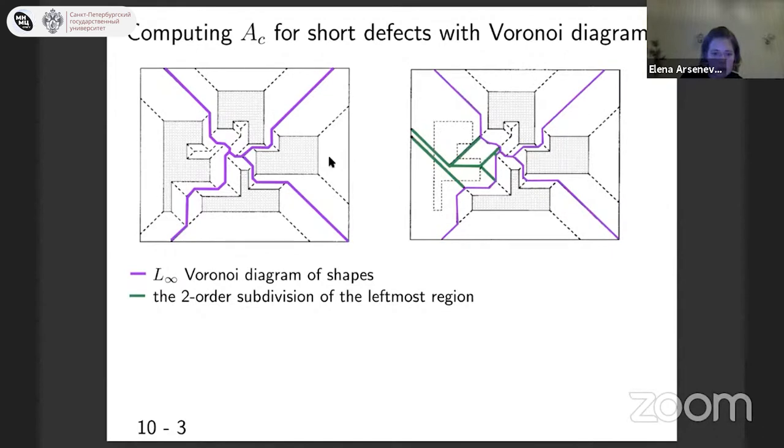And in order to help computing the AC for short defects, I need not this diagram but another one, which is a second order diagram. So I thought that it's better to explain it first showing the first order diagram. The standard Voronoi diagram is the first order diagram, which means I need the first closest site, and I subdivide my space according to the first closest site. Second order, well, I need the second closest site.